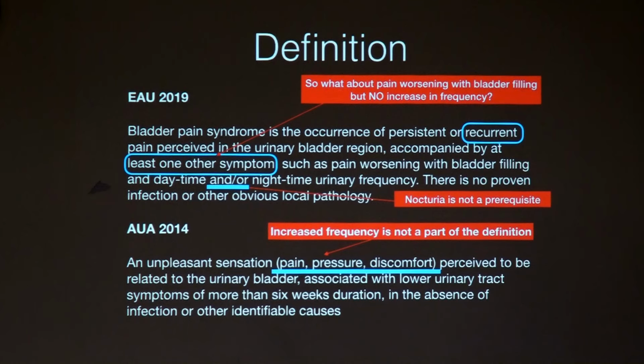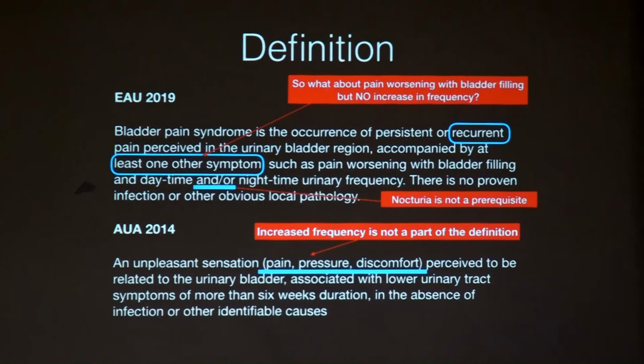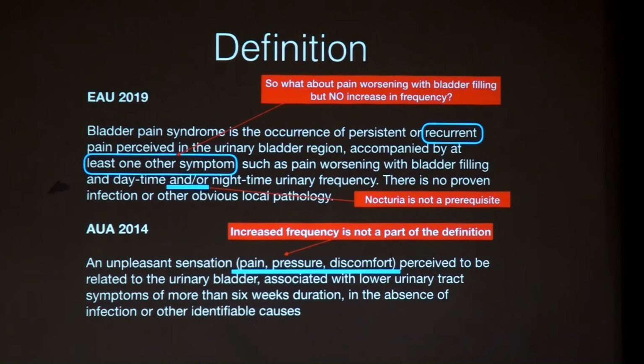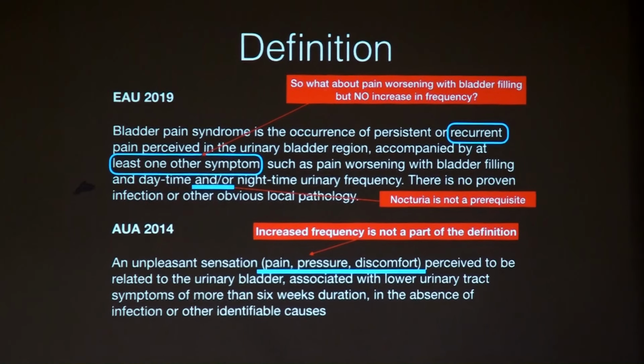Yeah, this is pasted here from the 2019 EAU. So that's what I'm saying. No, so this implies that nocturia is not a prerequisite. That's what this definition implies. No, I think the other way around. No, I have not taken it the other way around. It's very clear. And or means both things are possible. There's no ambiguity about this language. Let's not try and overinterpret what's written here.